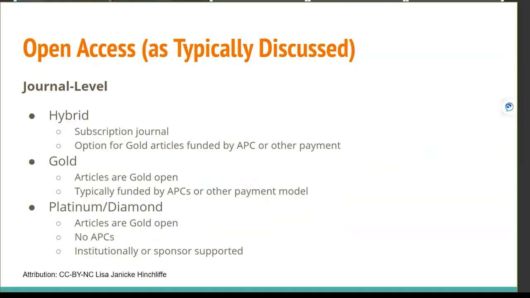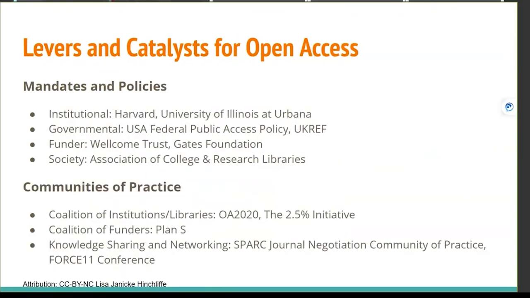An example on the next slide, it can be the Association of College and Research Libraries has their CNRL news, and I don't have to be a dues paying member to read this, but they are funded by dues paying members. So it's not just the journal that's being supported, but that is the platinum or diamond model for open access.